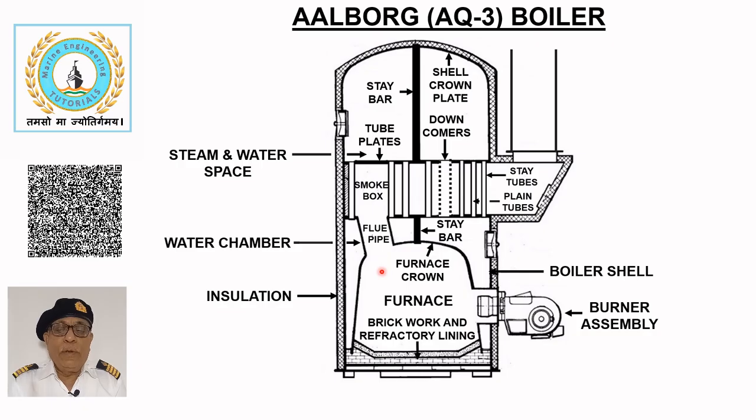The flue pipe connects the furnace to the elliptical smoke box, which uniformly distributes the flue gases around the large number of vertical generating tubes connected to the tube plates between the water chamber and the steam and water space. Flue gases, after exchanging their heat with the water, leave the boiler through the uptake.